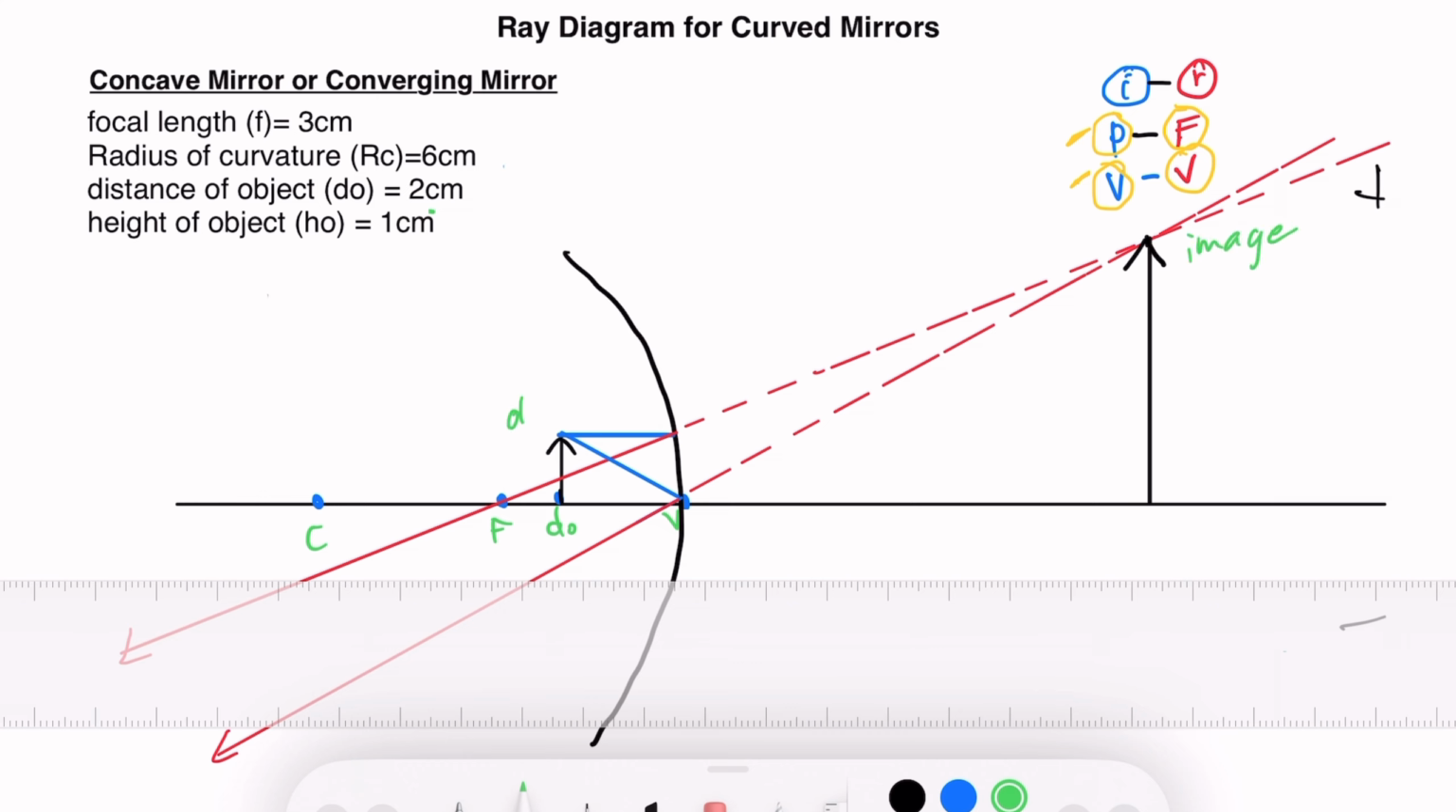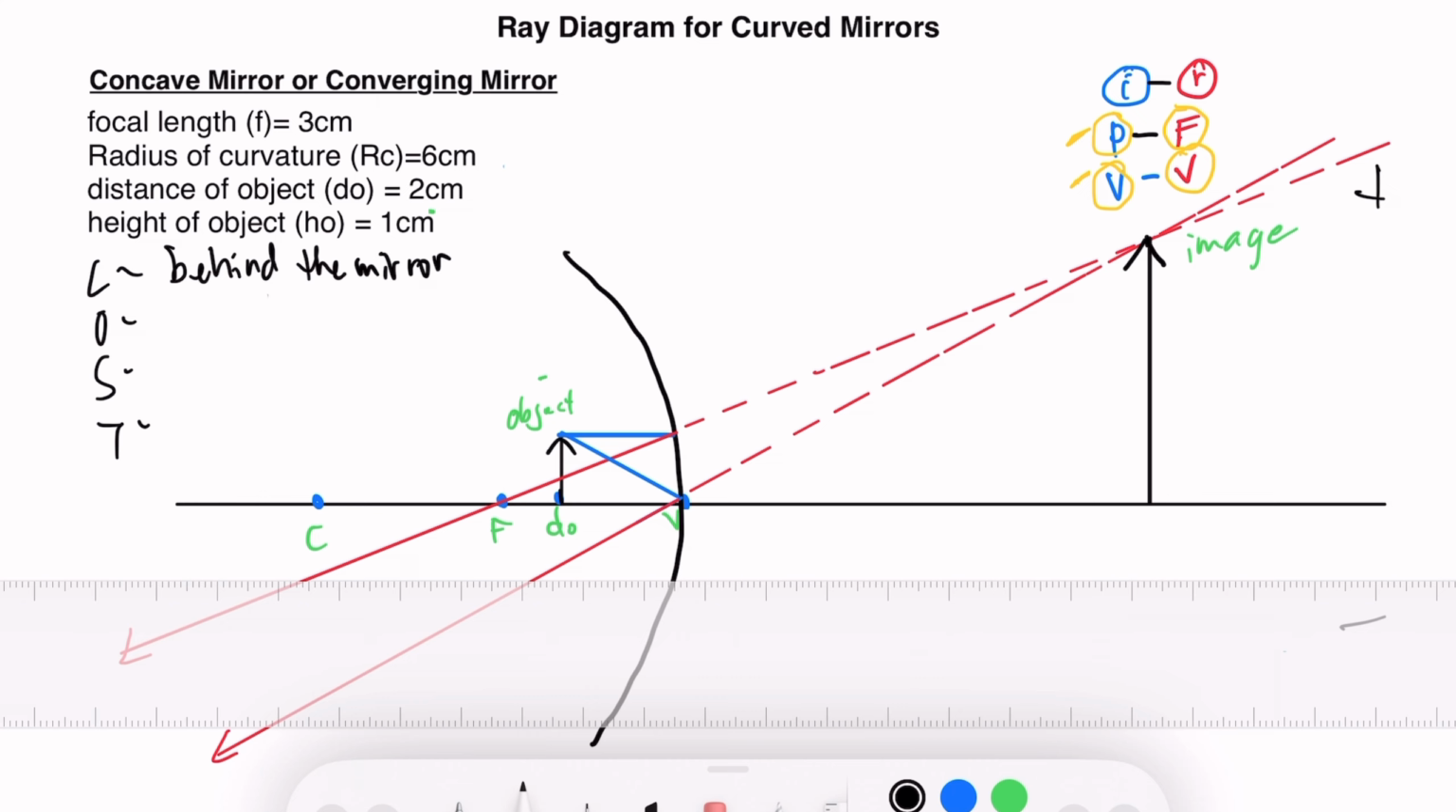Label this is your image, and this is our object. Now we can describe our image. If the image was formed behind the mirror, we can simply say behind the mirror. That's the location, or at the back of the mirror.